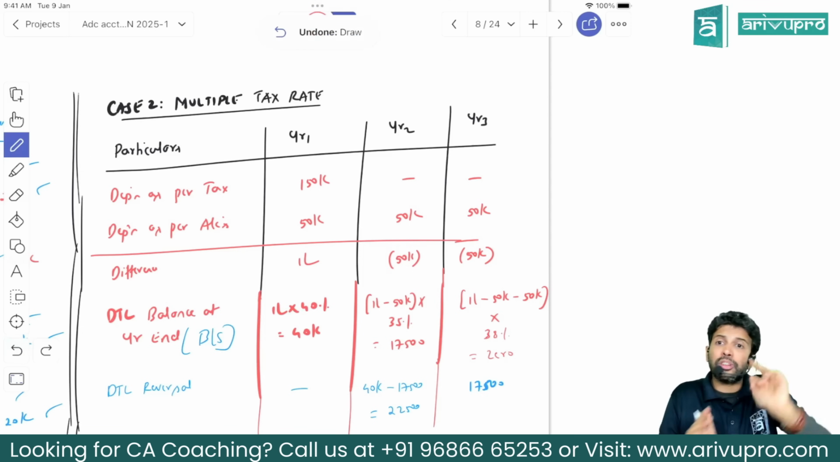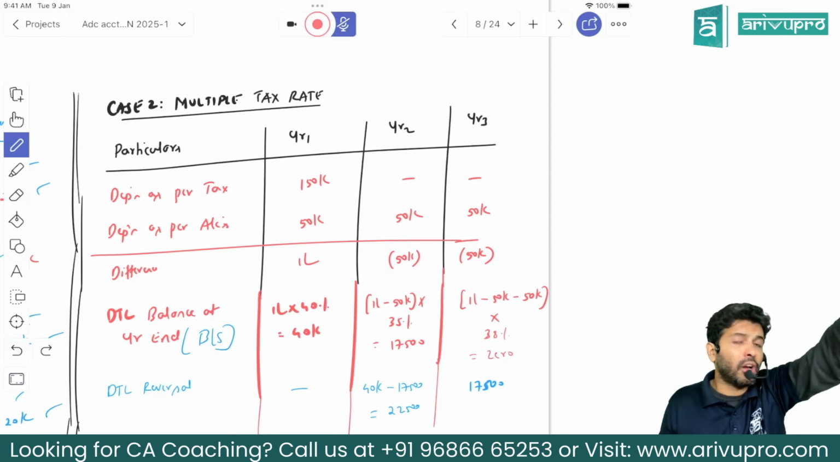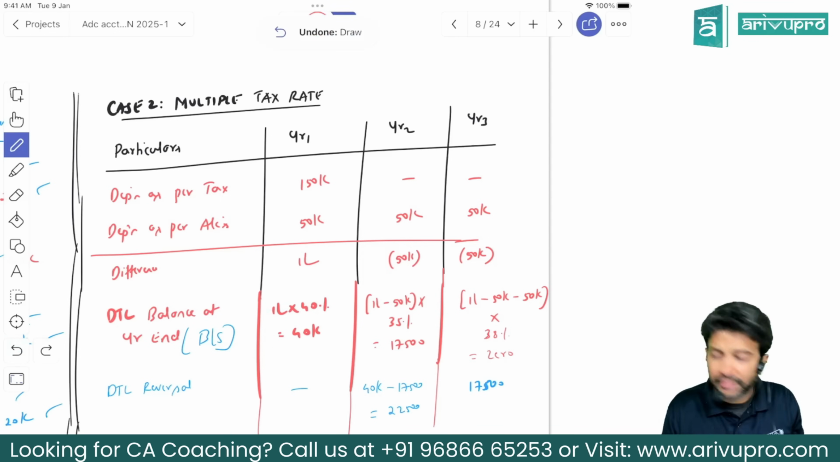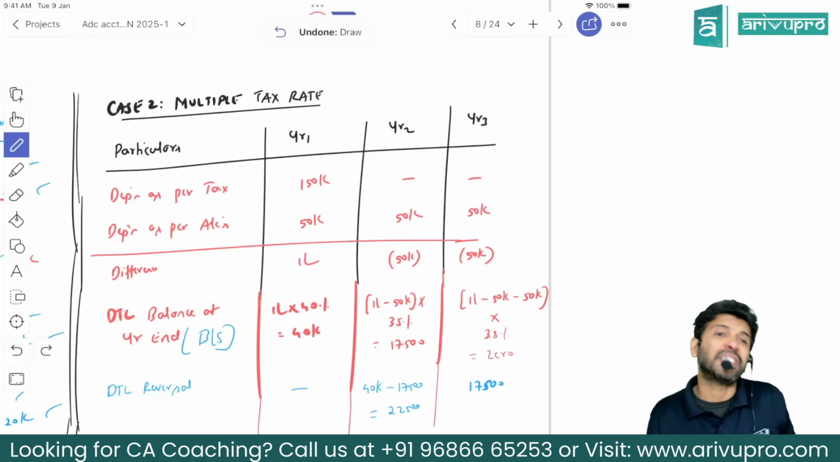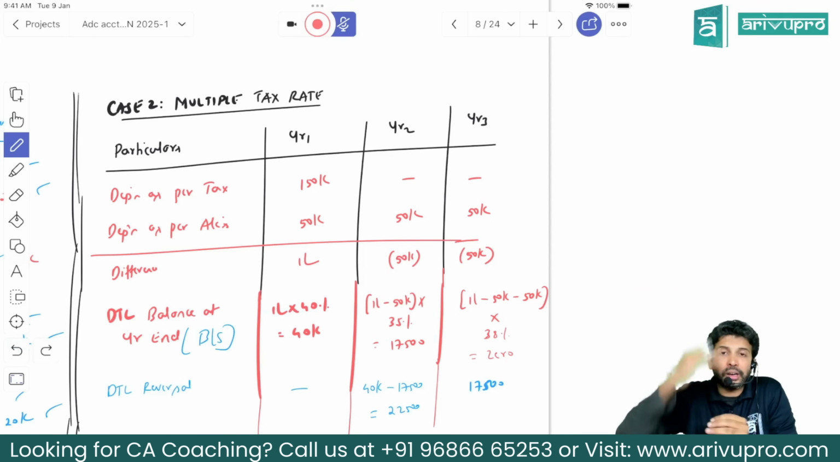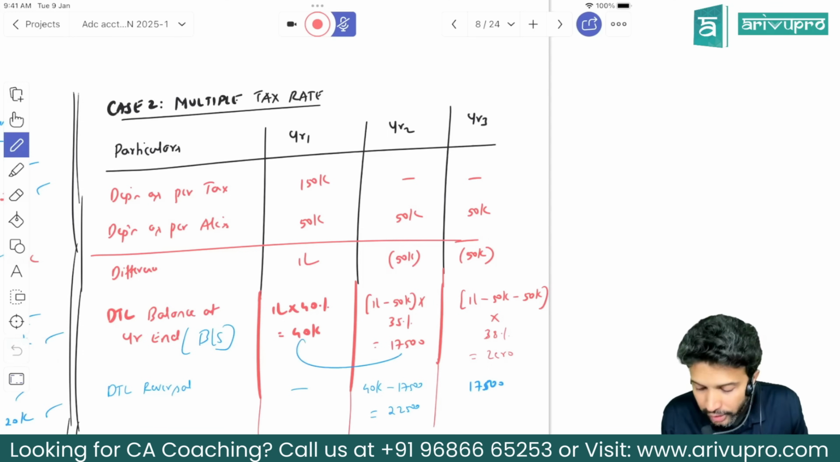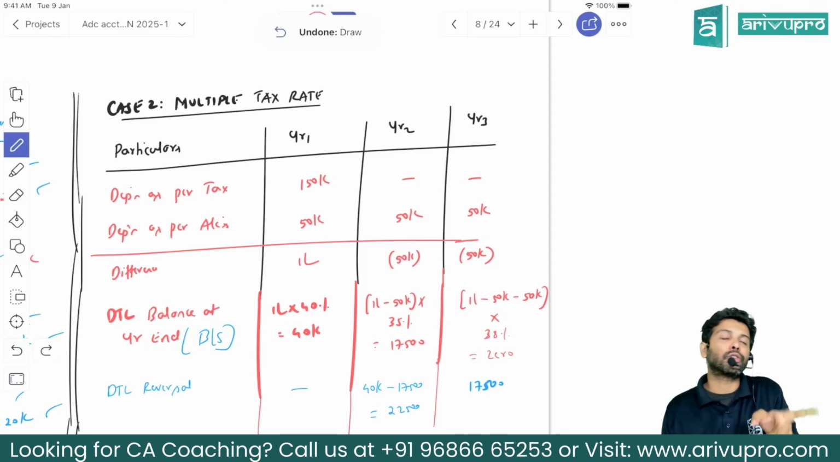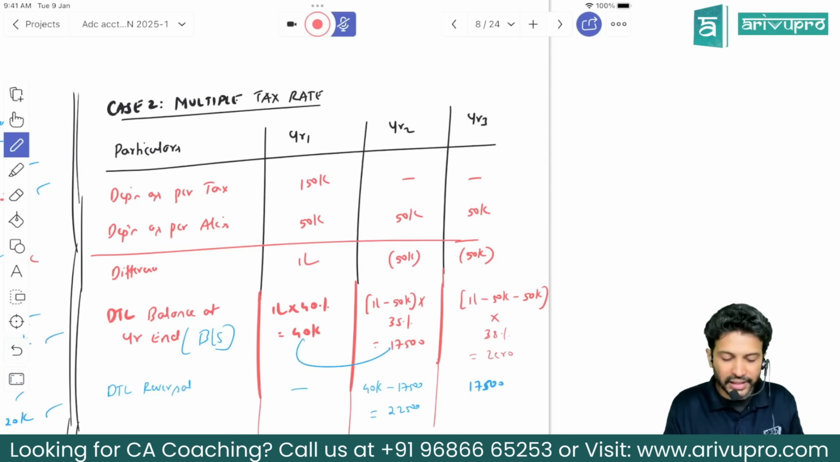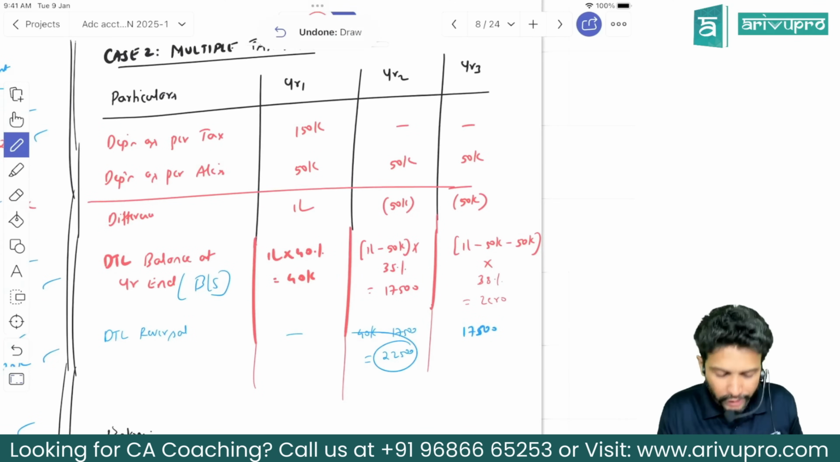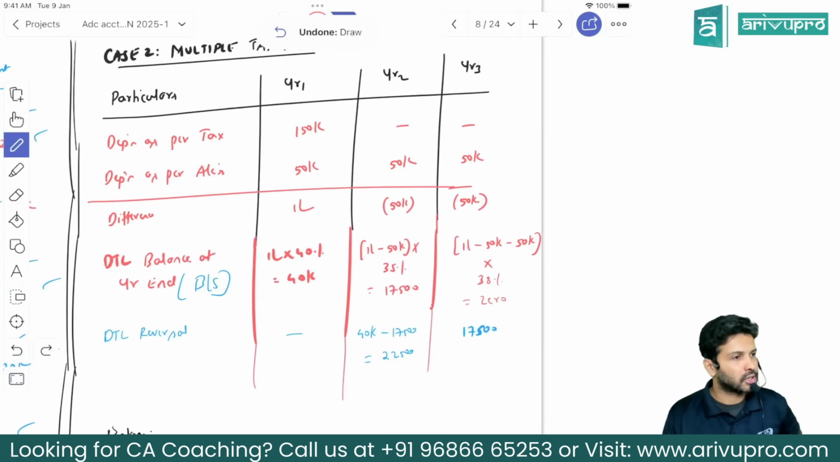Now, what was the balance in DTL in the first year? 40,000. First year's closing balance will become second year's opening. How much DTL balance do you currently have as opening? 40,000. But you need 40,000 or 17,500? 17,500. So in the second year you have to create or reverse. From 40,000 you have to make it 17,500, so you have to reverse. How much reversal? 40,000 minus 17,500. How much is that? 22,500 you will reverse.